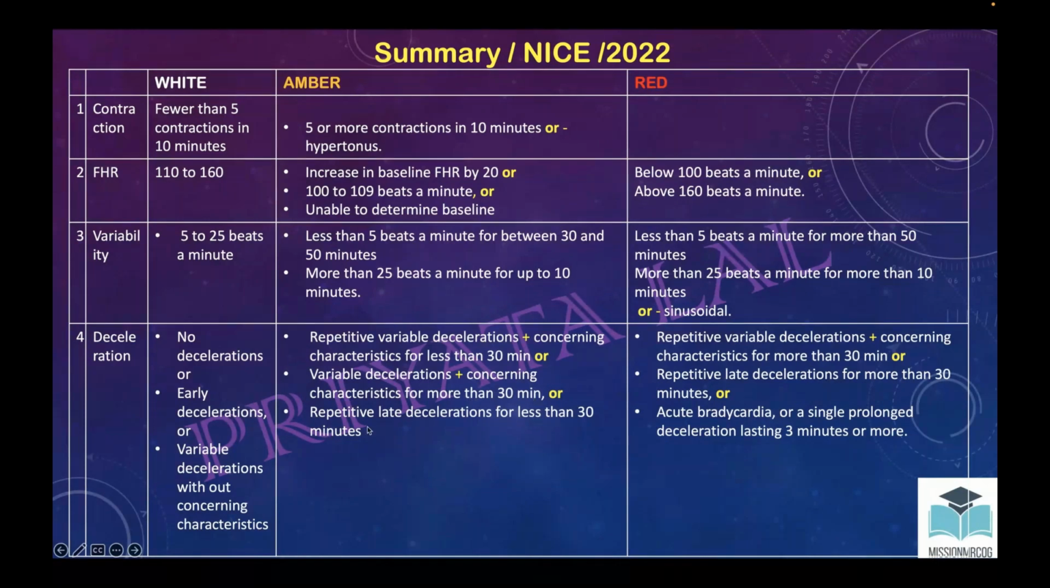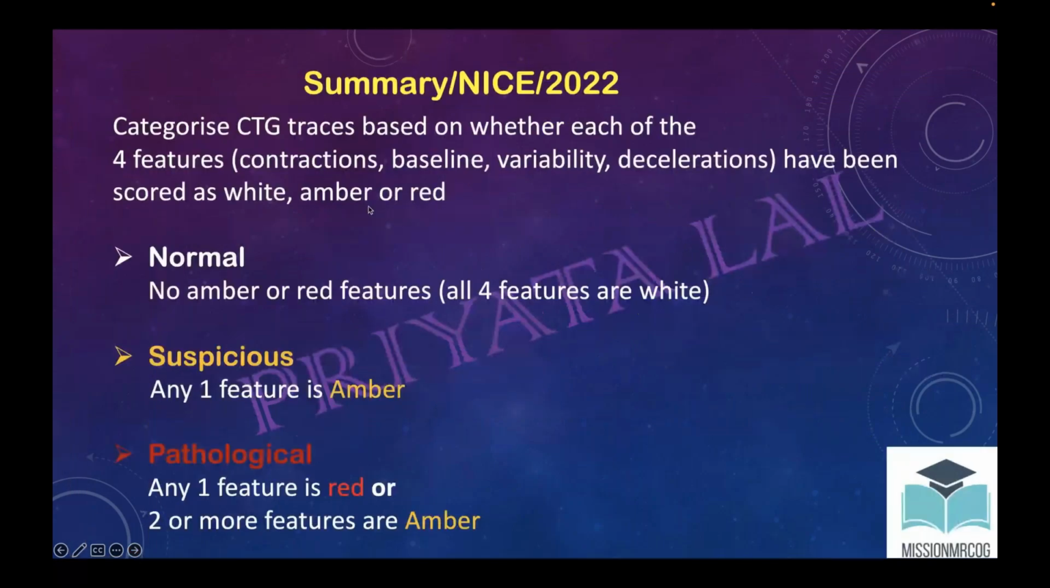Acute bradycardia for more than 3 minutes. So this is the summary of color coding according to the new guideline. This is a summary of the CTG categorization for CTG traces. All white, we are happy, it is normal. One amber, we are suspicious. Two amber, or one red, it is pathological.